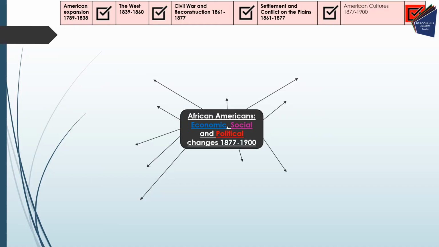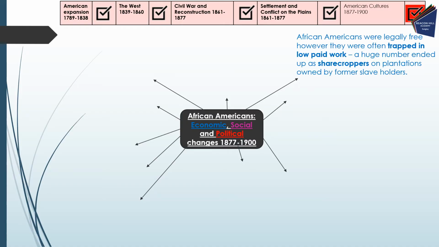So firstly, in terms of economic, African Americans were legally free, however they were trapped in low paid work. A huge number ended up as sharecroppers on plantations, which were owned by former slaveholders. Remember, we've referenced sharecroppers before. These were people who had to give up 2/3 of their crops and give that to the owners. So it's not slavery. Please do not mention slavery during this time period if you have a question 1877 to 1900, because it is not applicable. Remember, we had the amendments to the Constitution that banned slavery, but sharecropping is something that does appear in this time period and is quite similar.